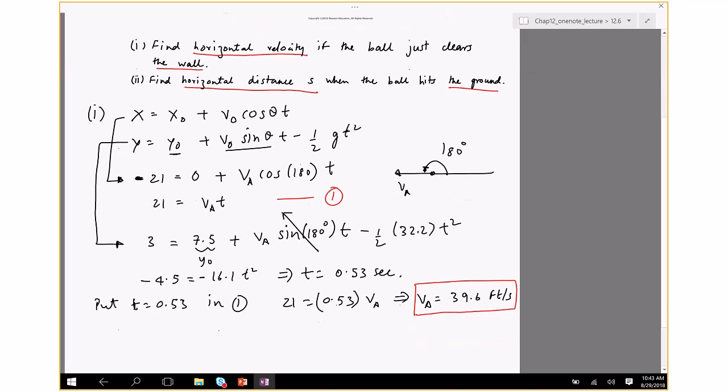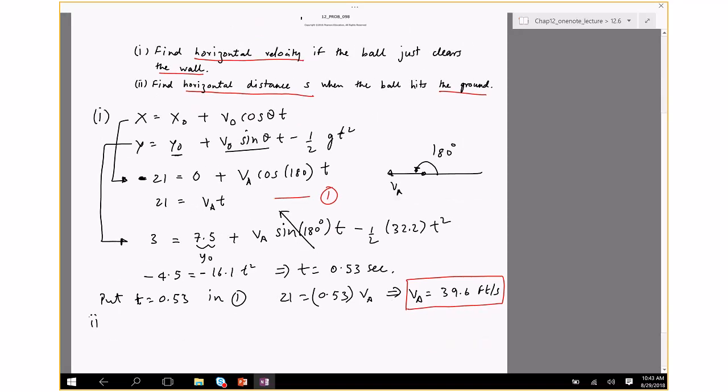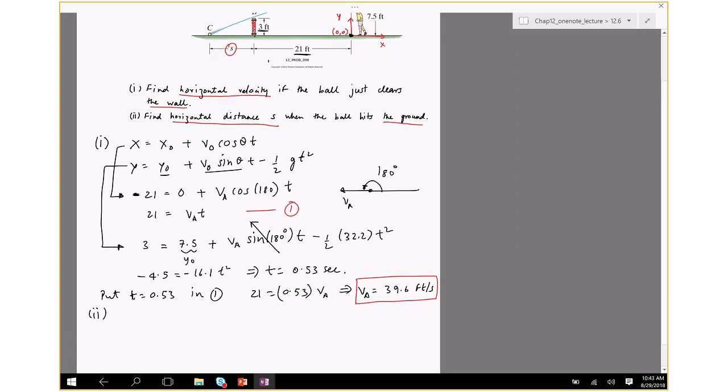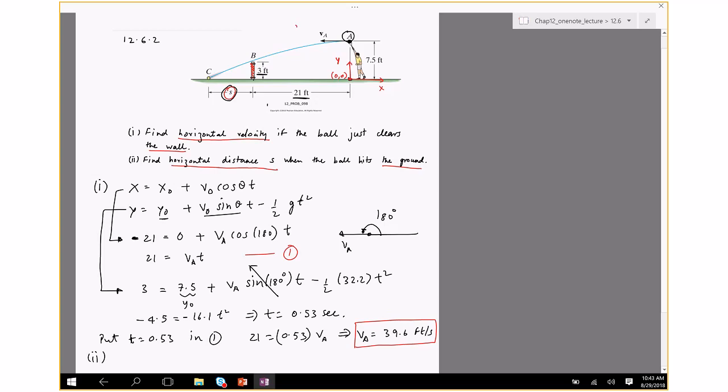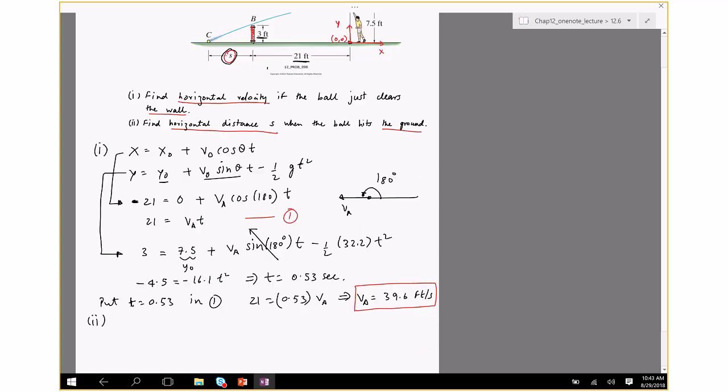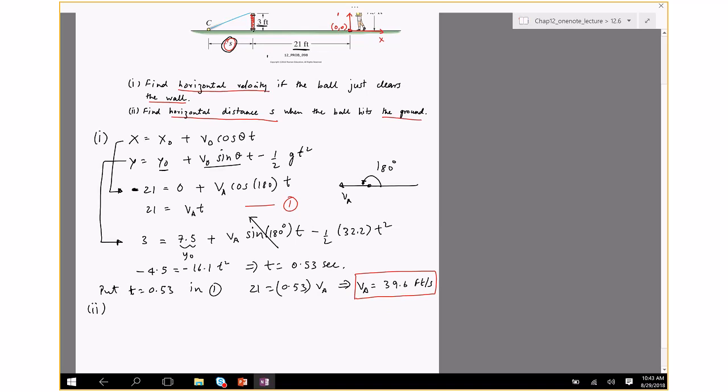Is that clear? Now let's solve for part 2, which is I need to find S. This is similar to the problem you solved before. I know the y-coordinate of C. It's basically the same height as my origin. So from there I'll find the time, and once I know the time, I can find S. I'll use the same expression I wrote down, the equation for y.